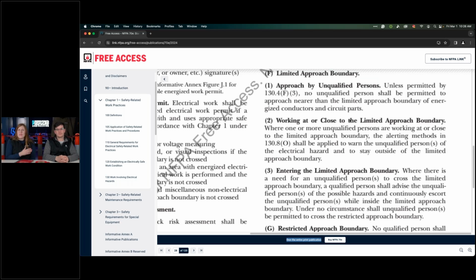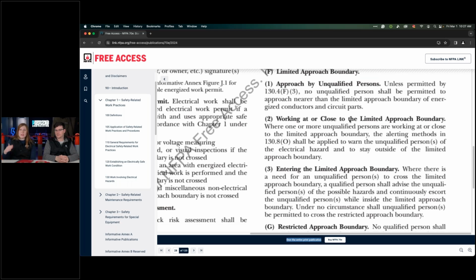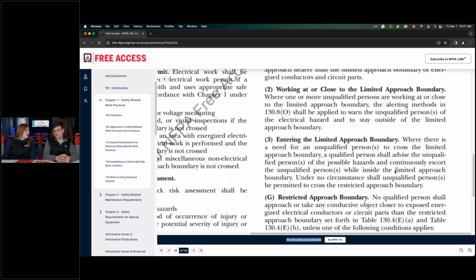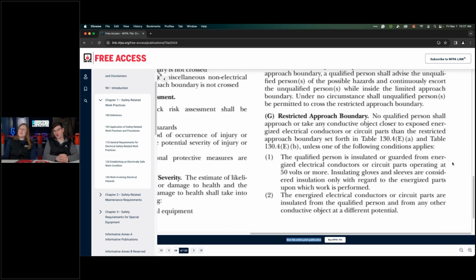But if they're not in training, they have no reason to be in there, then they're not going to cross the limited approach boundary, period. End of story. That is the minimum distance that they cannot be within. And whenever you enter the limited approach boundary, you have to be aware of those hazards. You have to already have been trained on these possible hazards and so on and so forth. Okay. Your pre-job planning, you should go through that as well with the qualified person, so you also know.